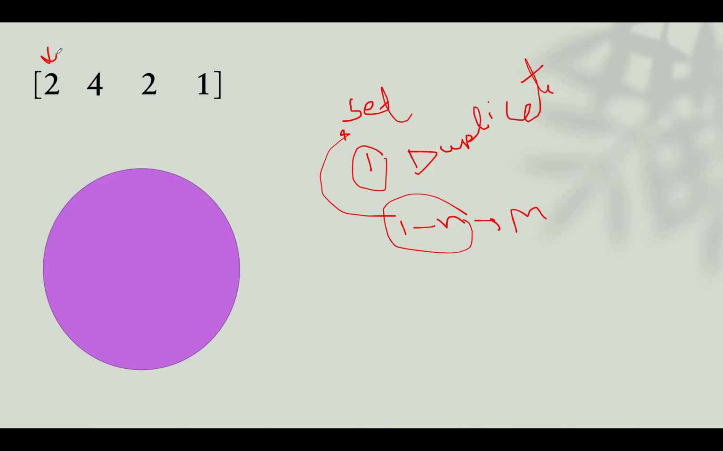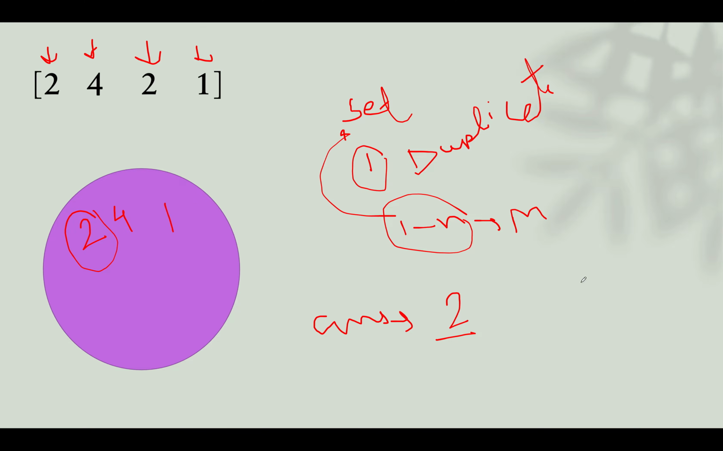So let's walk through this solution. So we get 2. 2 is not there in the set. 2 gets added. We get 4. 4 is not there in the set. 4 gets added. We again get 2. That means 2 is already there in the set. That means it is the duplicated element. Our answer's first element becomes 2, and let's move ahead. We get 1. 1 gets added into the set.